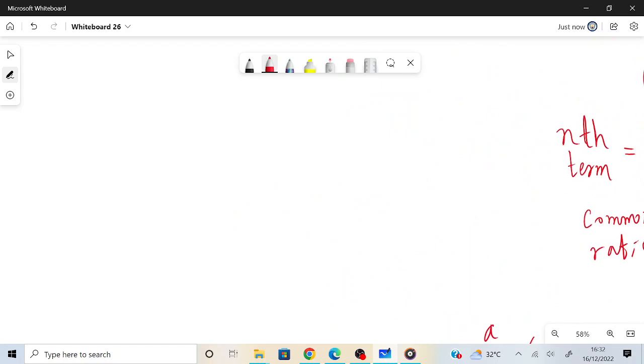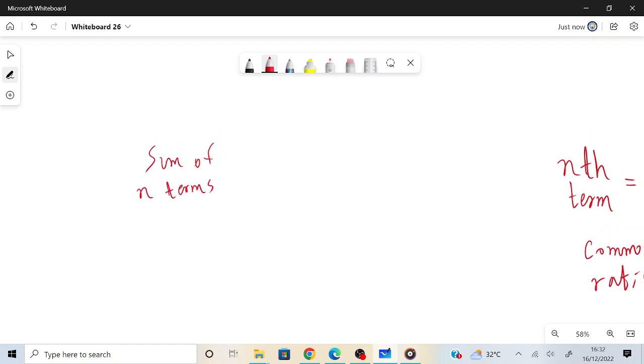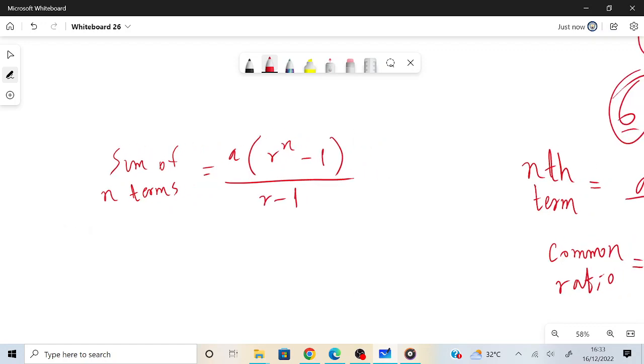On to the next formula that we need to know, and that's the sum of n terms. Now we have two formulas for this. The first one is a, that's your first term, into r to the power of n minus 1, bracket, all over r minus 1. And this formula is applicable when you know your r, obviously, and in the case where r is greater than 1.